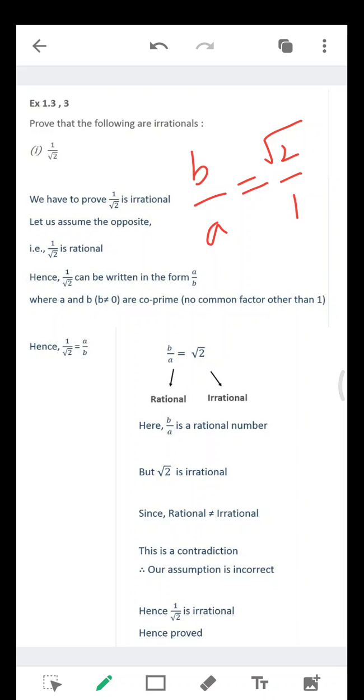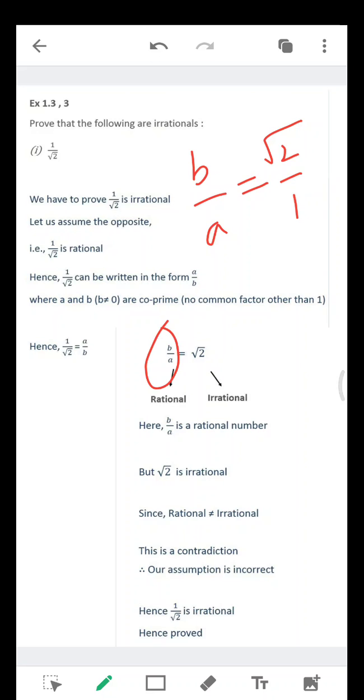Whenever you have it like this, you can do it this way. So I can directly write root 2 is equal to b by a now. If you have a single term, just reciprocate both sides, and you will get root 2 directly on the right or left, any one side. So root 2 is equal to b by a.